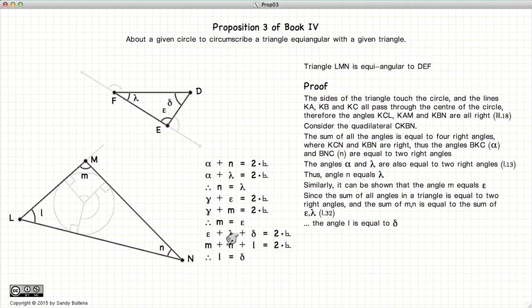So we now have two triangles where l is equal to delta, m is equal to epsilon, and n is equal to lambda. So this triangle is equiangular to the original triangle, and all three sides touch the circle. And thus we have succeeded.